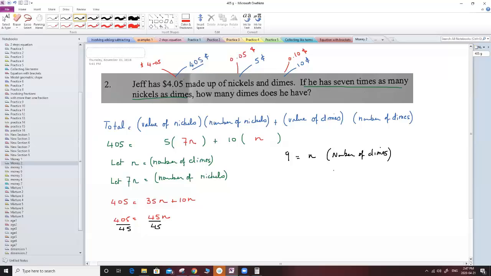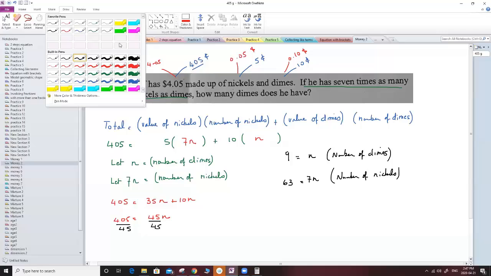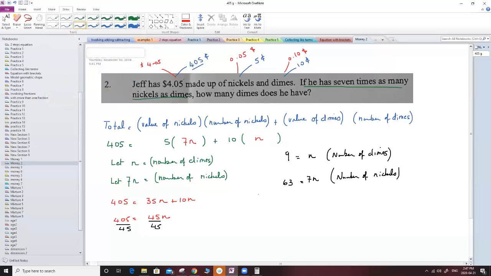What about the number of nickels? In this case, the number of nickels is going to be 7n, which means 7 times 9 equals 63. Now, let's do a verification. Before I end my problem, I need to verify whether this is correct or not.